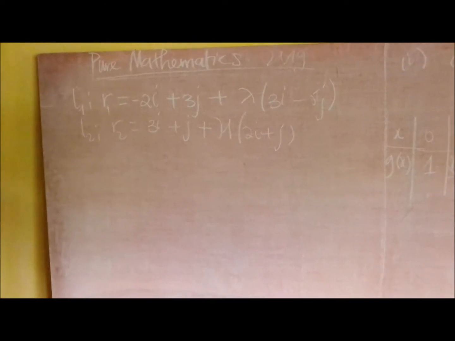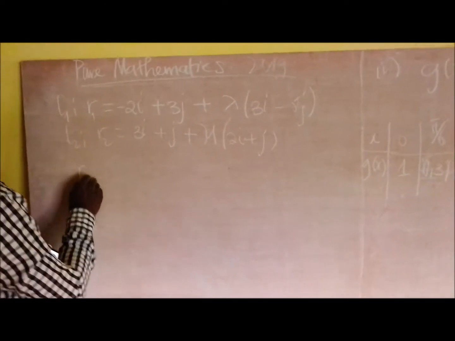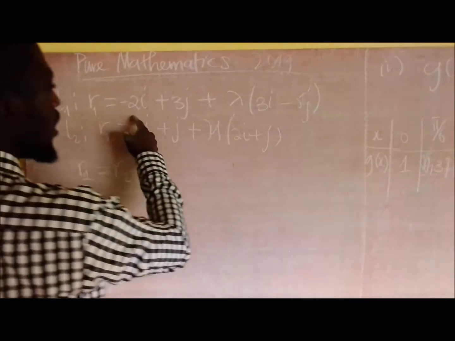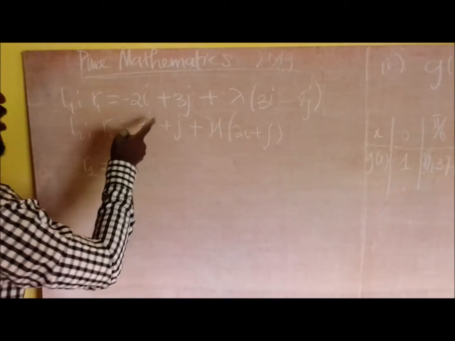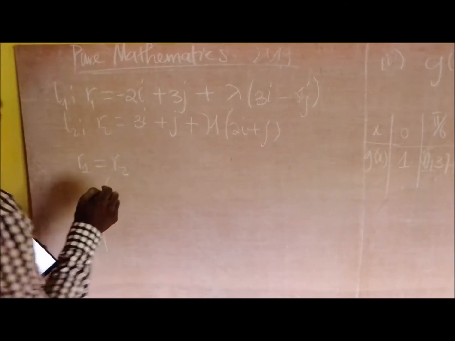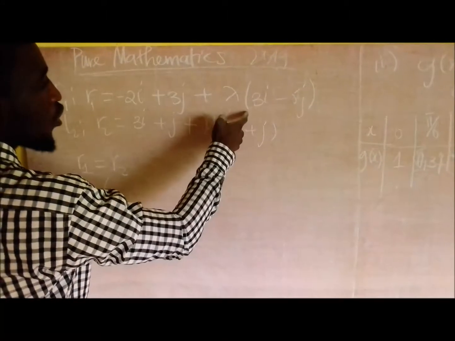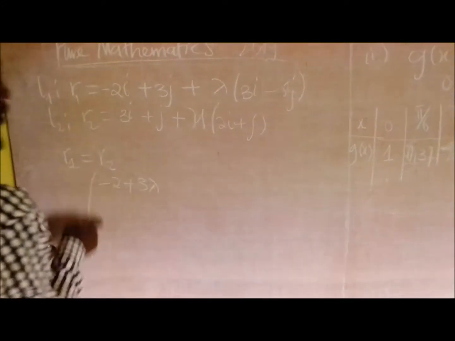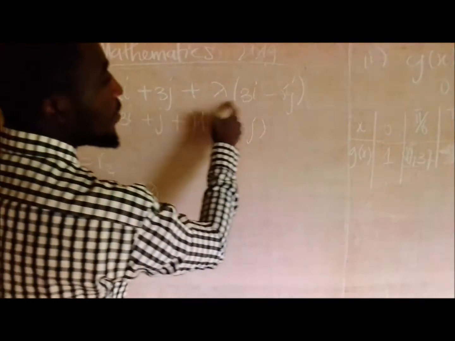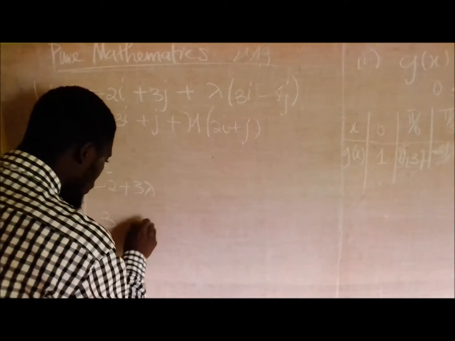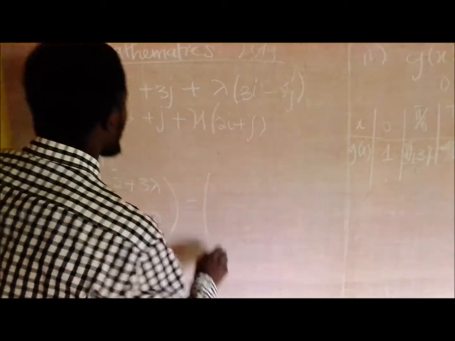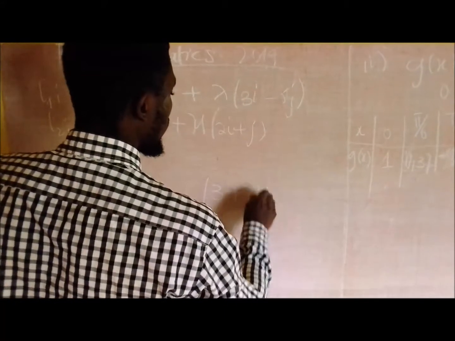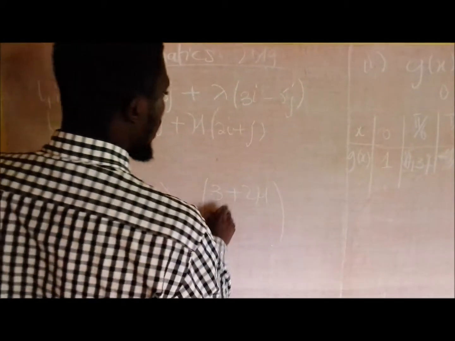To find the position vector of the point of intersection, it means that at that point r1 is equivalent to r2. We can write each of these in component form. I take the i components to be negative 2 plus 3 lambda. The second component, the j component, is 3 minus 5 lambda. These equal the same thing: 3 plus 2 mu for i, and then 1 plus mu for j.